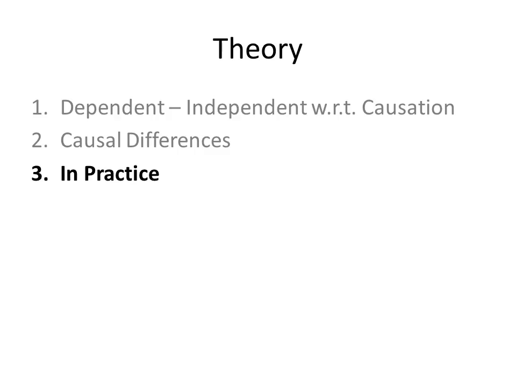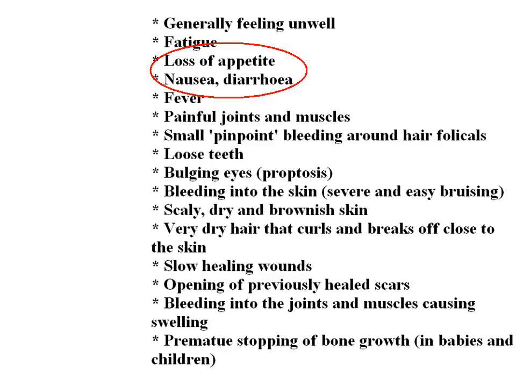Let's have a look at how this might work out in practice. Here is a long list of symptoms. Say you notice the loss of appetite, nausea and diarrhea. With those three symptoms, it's obviously hard to absorb food. Perhaps malabsorption of nutrients through a bowel infection causes the loose teeth.